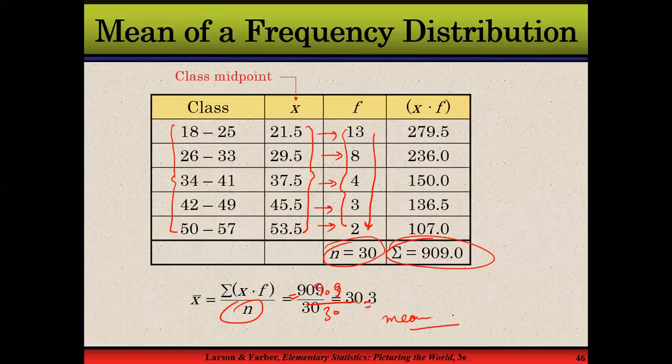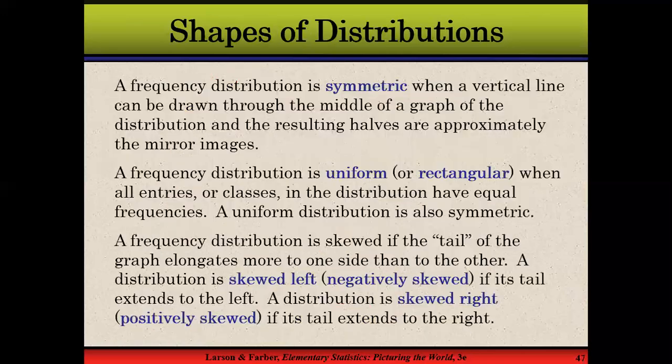Okay, so if you have the ungrouped data, your mean can be slightly different, but only slightly different. You will see that this is a very close estimation of the actual data. All right, so make sure you understand how to calculate the mean for grouped data.